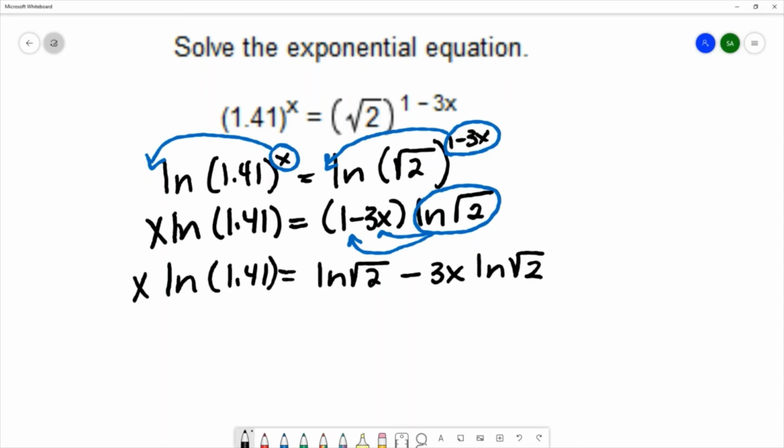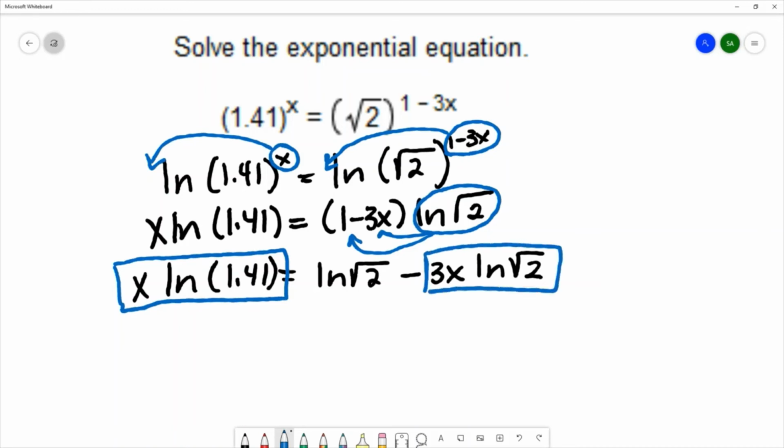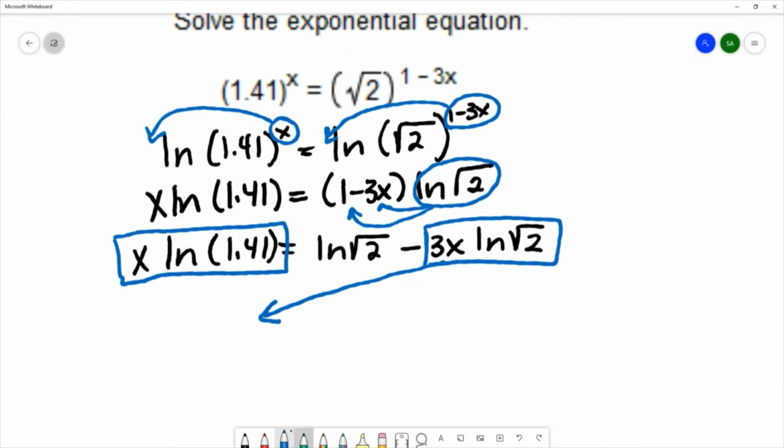Now that I've gotten rid of the parentheses, I want to collect the terms with x to one side of the equation. I have an x in this term and I have an x in this term. I want to group them to the same side. I'm going to move to the left-hand side. I have one term that doesn't have x. I'm going to leave it on the right, and once I move that other term with x, it will be isolated on one side of the equation.